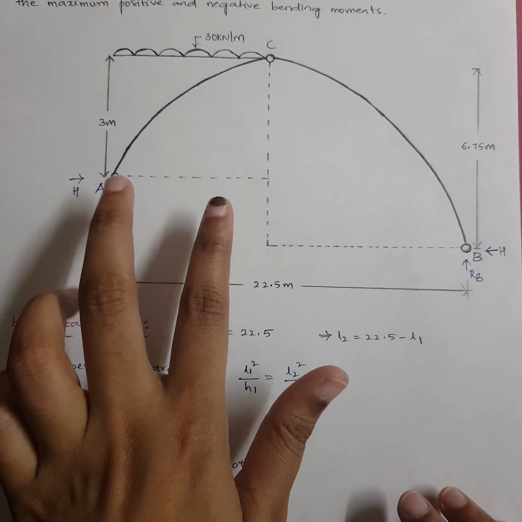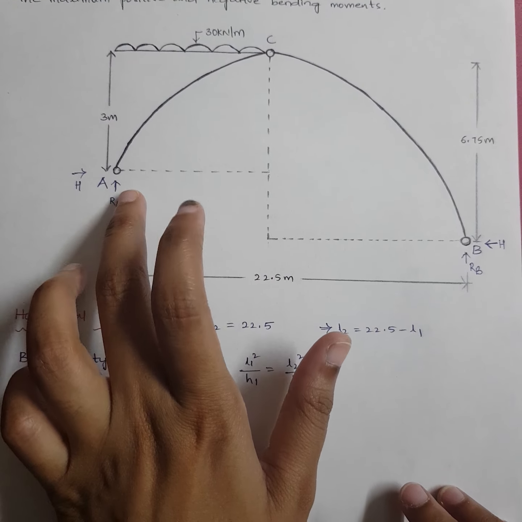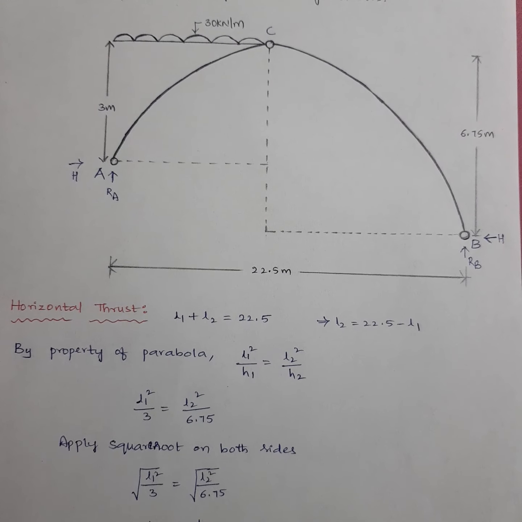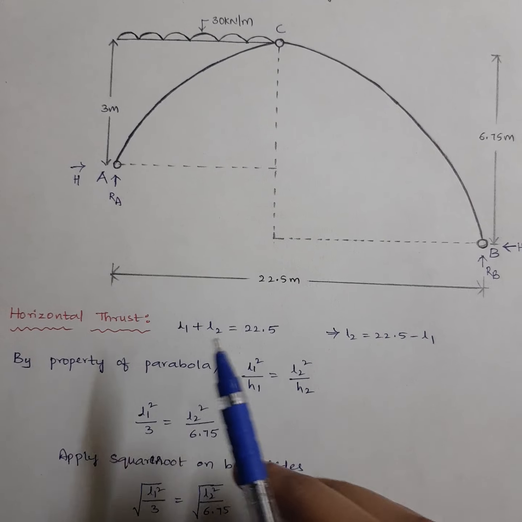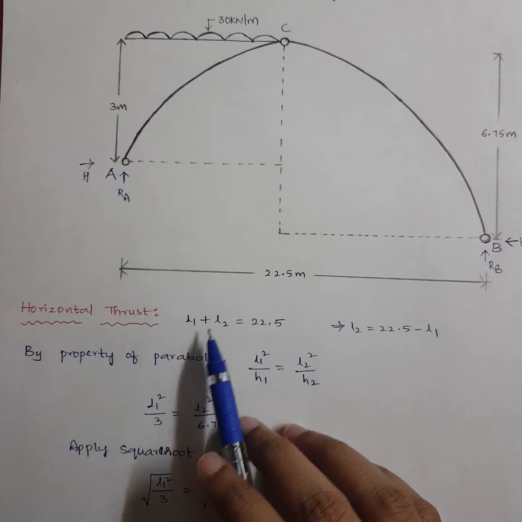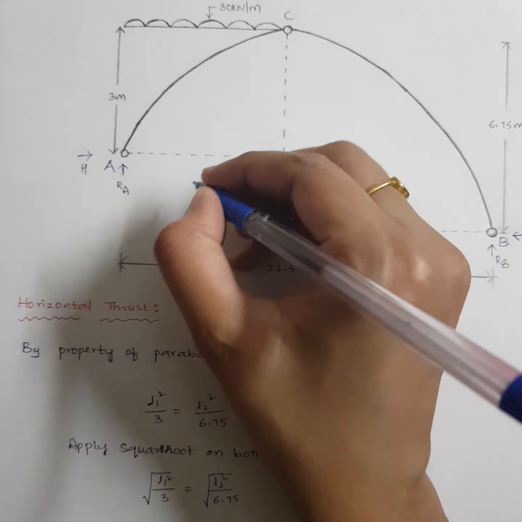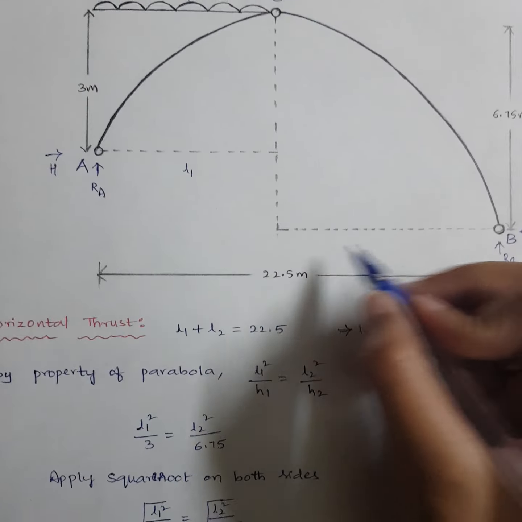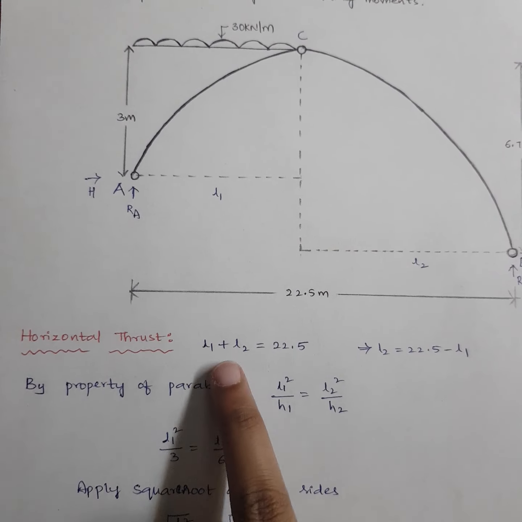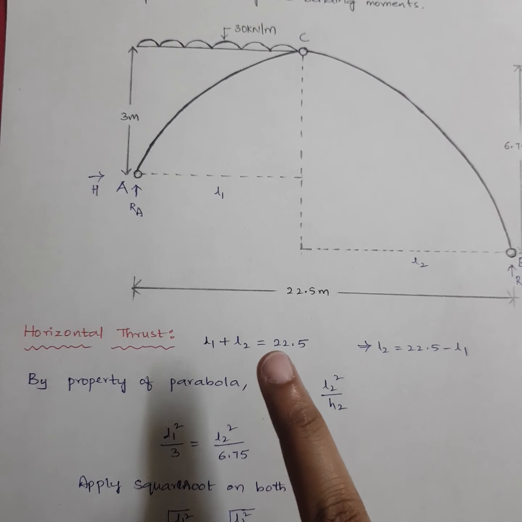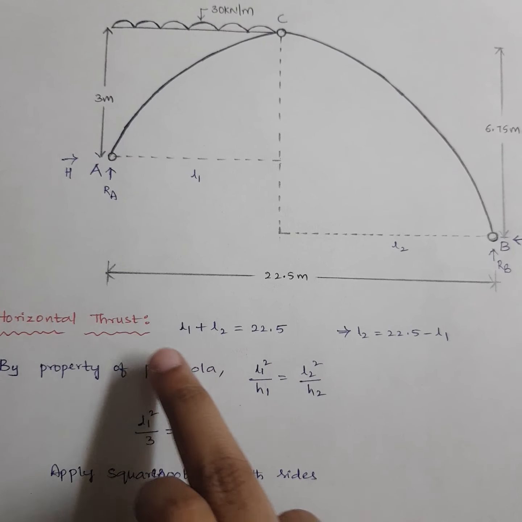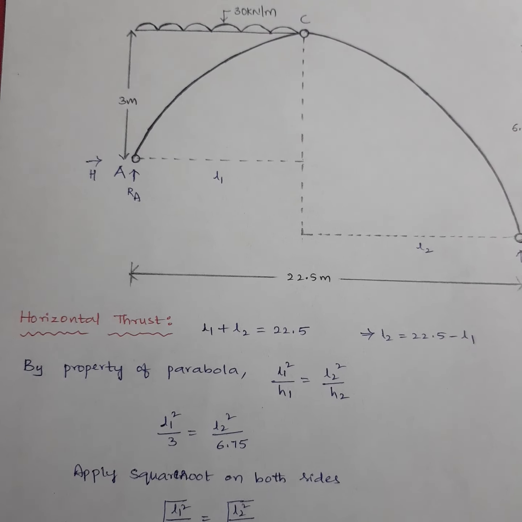One thing you have to remember is that since the distance from A to C and the distance from C to B, the spans, are not given particularly, first we shall calculate the distance AC and then CB. So we know the total span is, let's say from A to C the span is some L1, and from C to B the span is L2. So the total span is 22.5, meaning L1 plus L2 is 22.5. Since both are unknowns, we will try to write the equation in terms of one unknown. So L2 will be 22.5 minus L1.